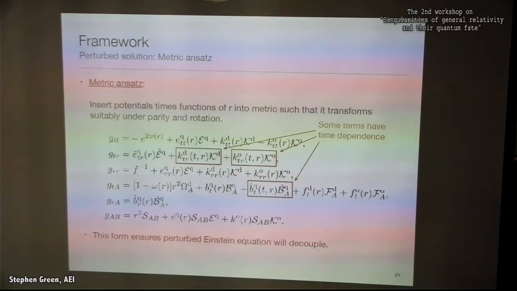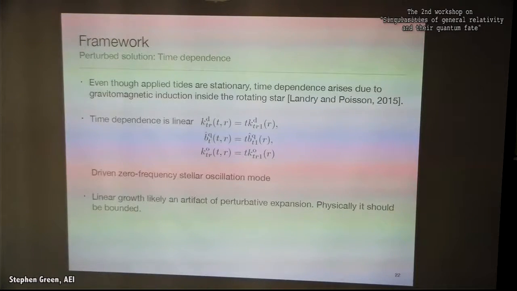So notice, though, I said everything was a function of r, but if you look carefully, some of them actually have functions of t in them. And that is because, in fact, you can't get a consistent solution if everything is just a function of r. So even though the applied tides are stationary, this time dependence arises due to gravitomagnetic induction inside the rotating star.